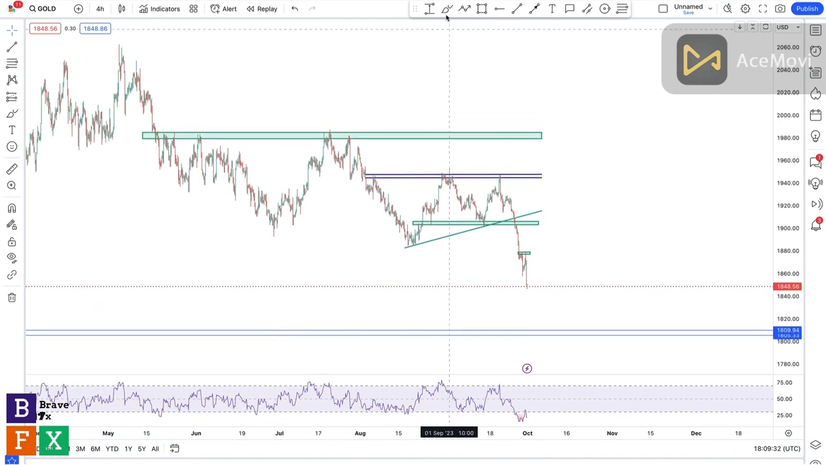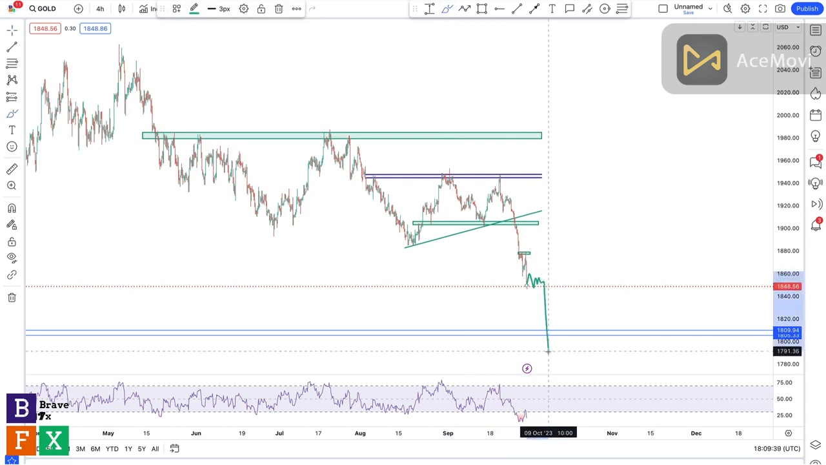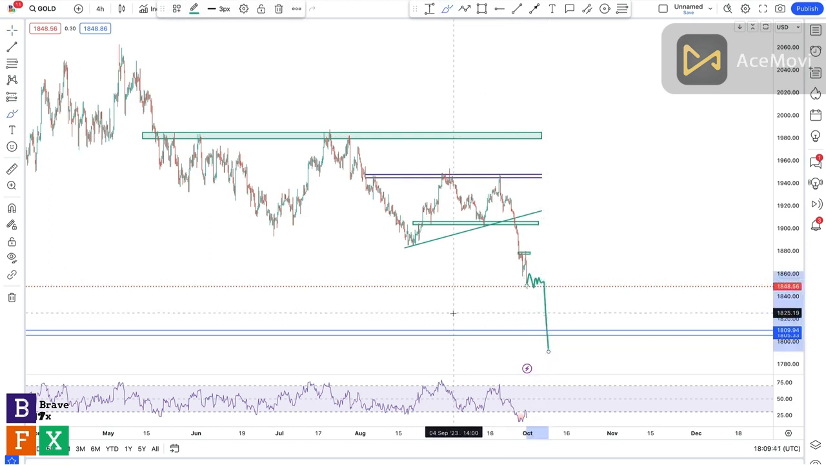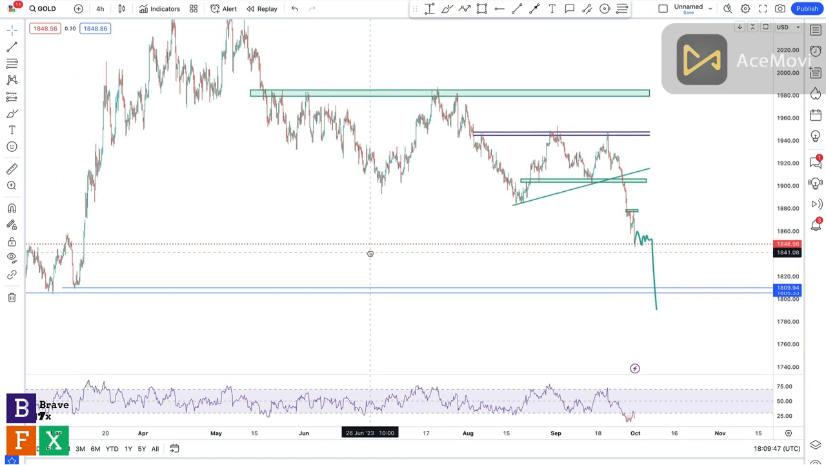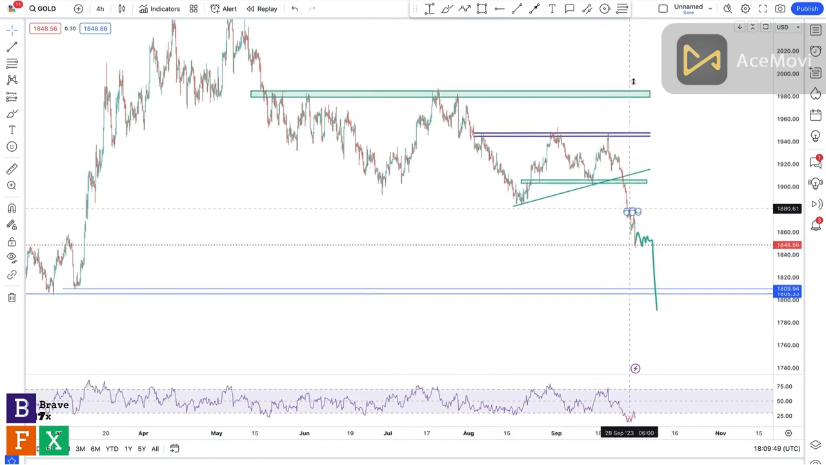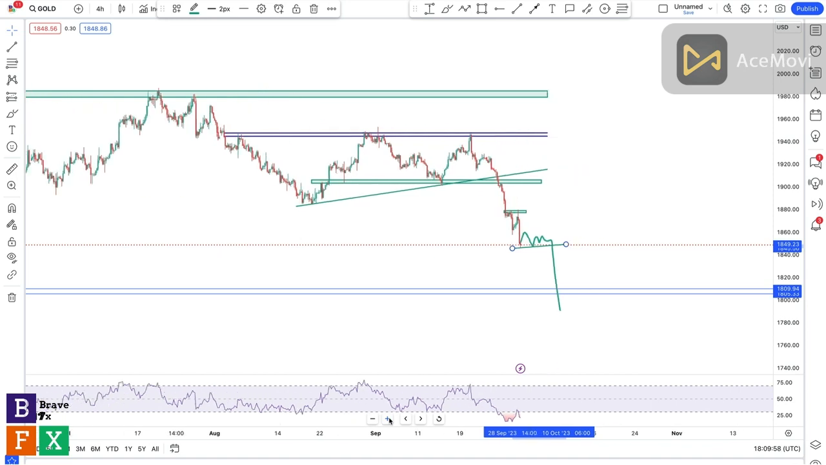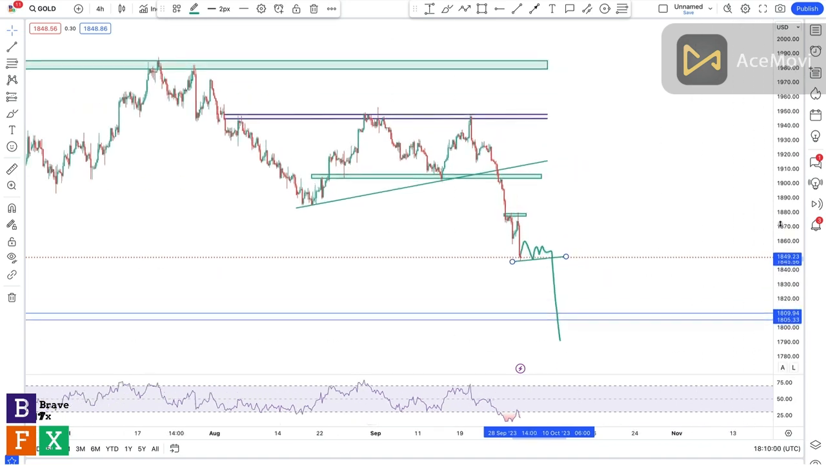So I'll be watching out for a bearish continuation pattern, something like a bearish flag, a bearish rectangle, a symmetrical triangle, or a descending triangle of sorts for me to go short. So this is what I'll be watching out for to go short on gold. When we get this pattern, I'm simply going to wait for a bearish breakout, then I'm going to go short.